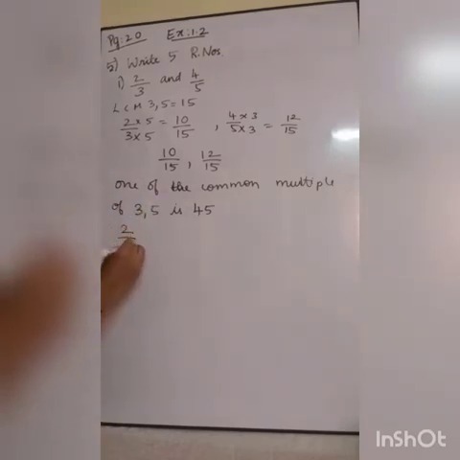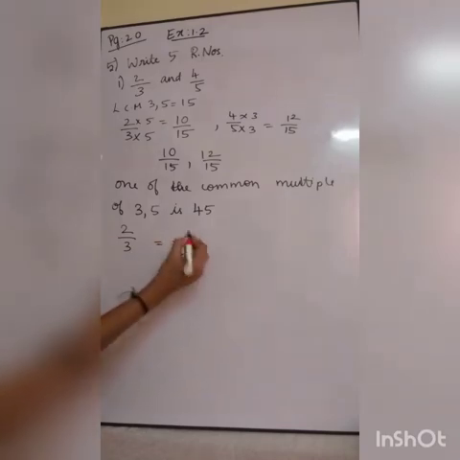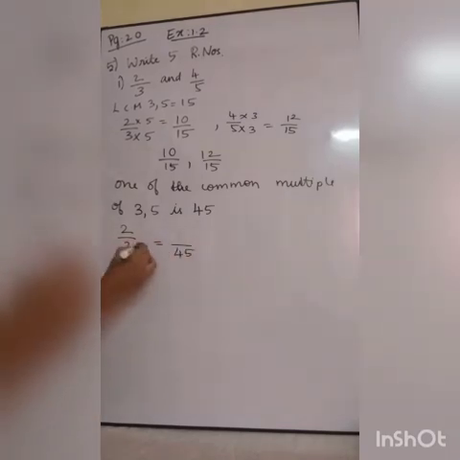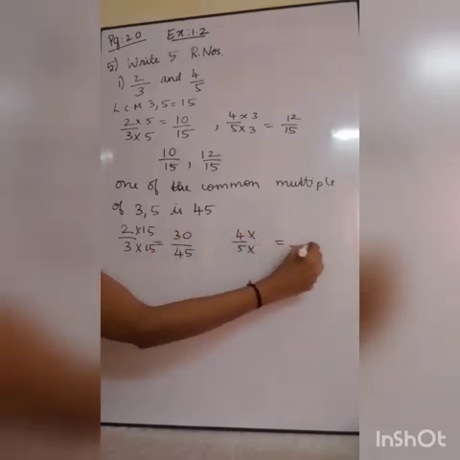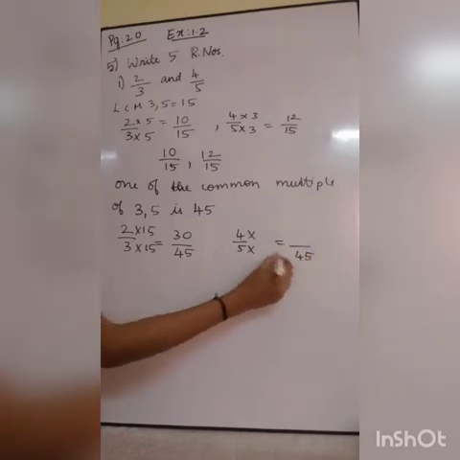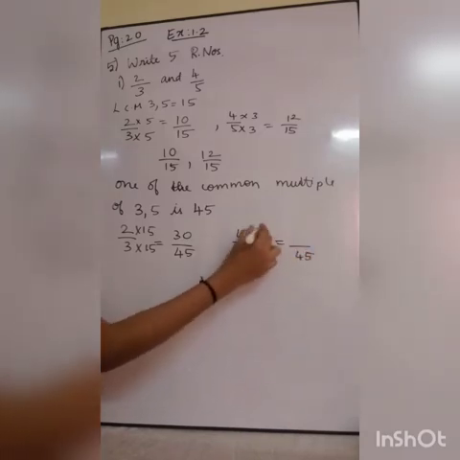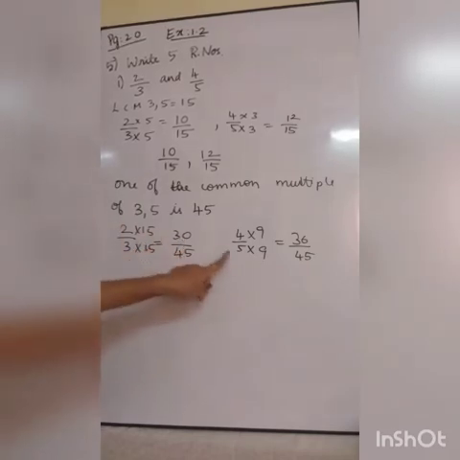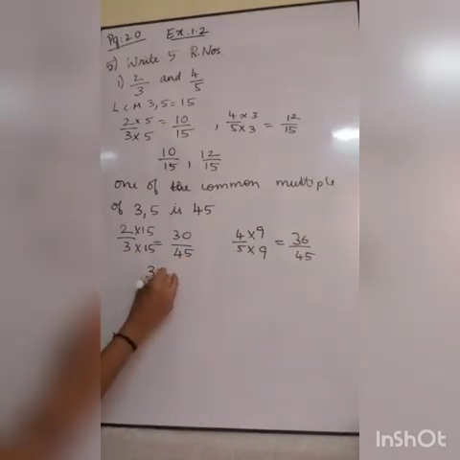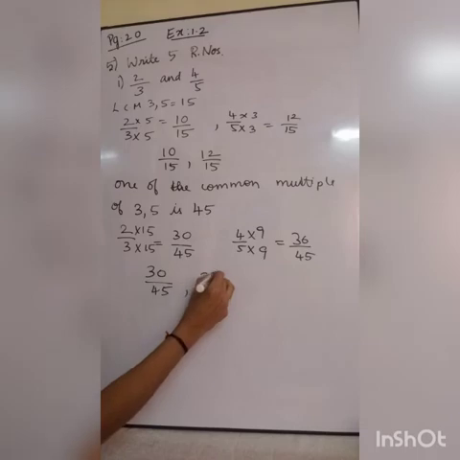So for 2 by 3, I want to get 45 as our denominator. So 15 3s are 45, so here also 15. 15 2s are 30. Next, 4 by 5: 9 5s are 45, 9 4s are 36. Okay, now you got 5 3s, 3 15s are 45, so 2 15s are 30. 5 9s are 45, 4 9s are 36. So what are the rational numbers? 30 by 45, 36 by 45.